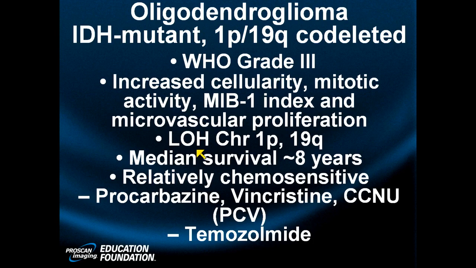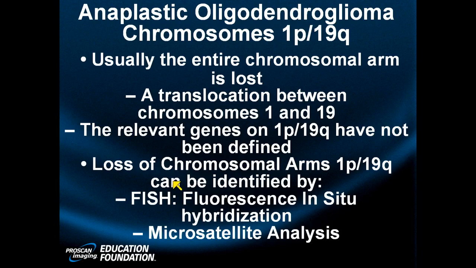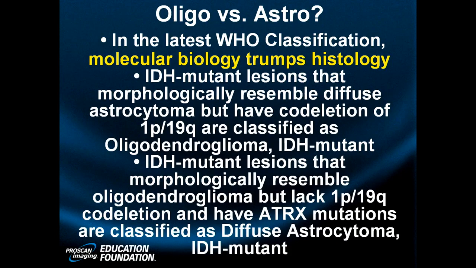Unlike many astrocytic neoplasms of the brain, there is some chemosensitivity to procarbazine, vincristine, and CCNU, and temozolomide. Usually the entire chromosomal arm, especially of the first chromosome, is lost. There's a translocation from 1 to 19. The relevant genes, specific genes within these chromosomes, have not been defined. If you lose both chromosomal arms, and this can be identified by fluorescence in situ hybridization, this is an awfully bad prognostic sign. So oligo versus astro.